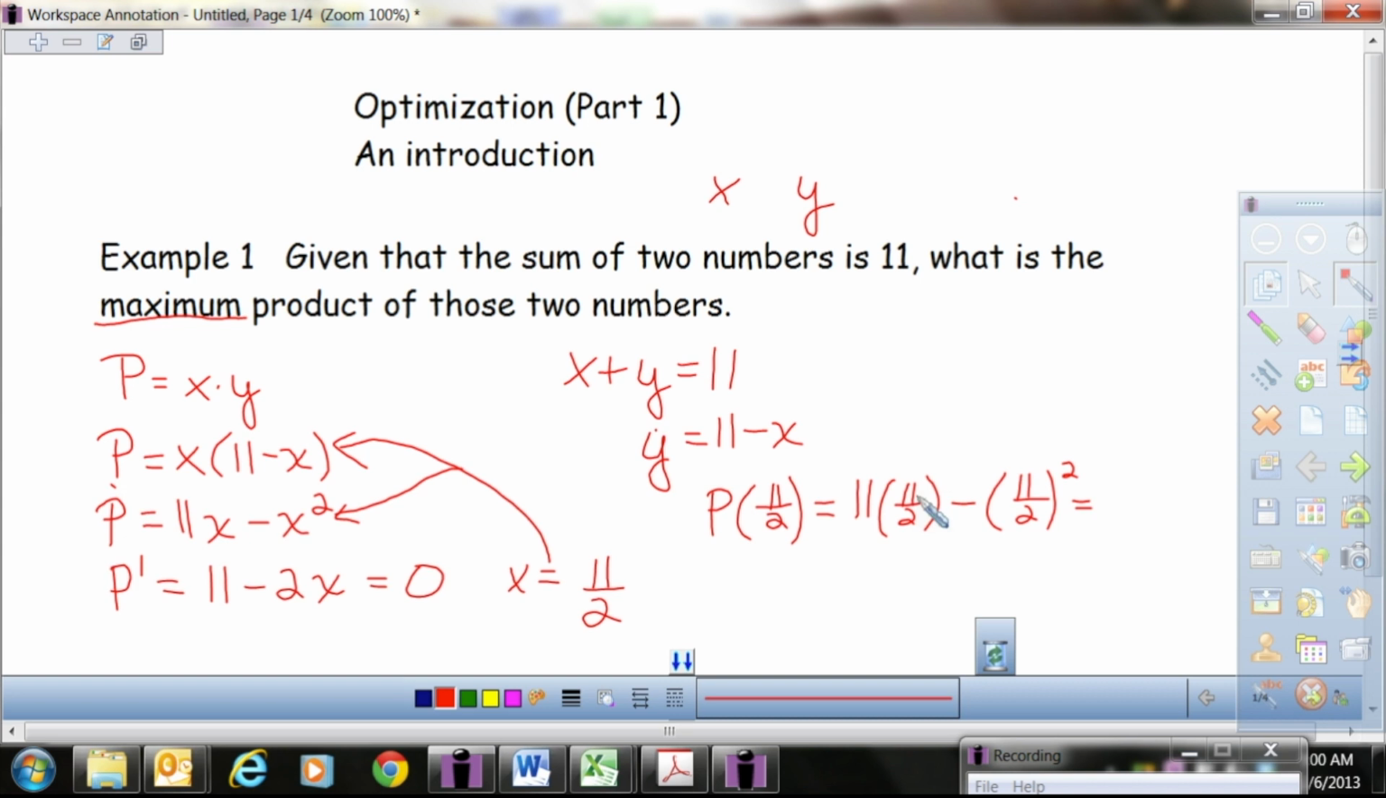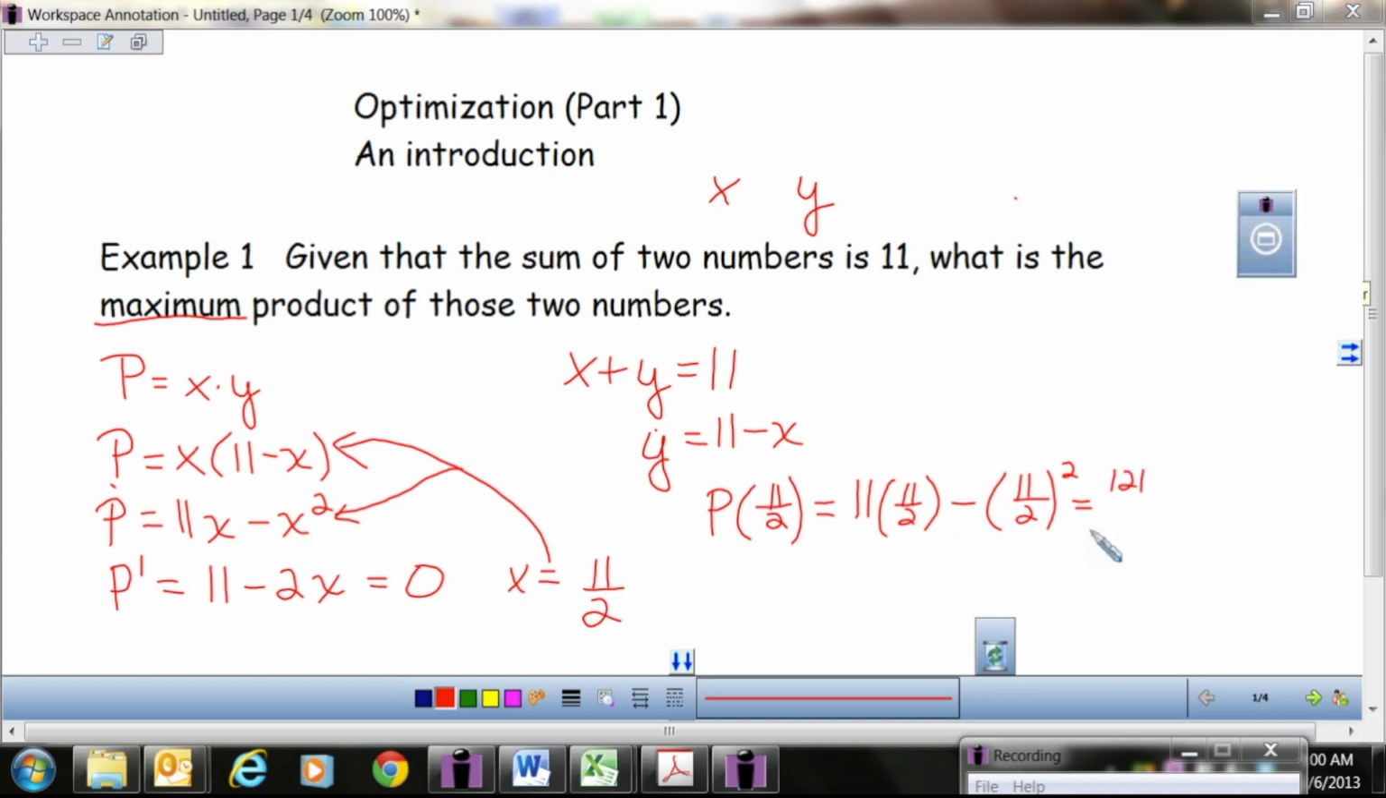And so that's 11 squared, which is 121 over 2 minus 121 over 4. And I'm going to multiply this by 2. That's 242 over 4 minus 121 over 4, which is 121 over 4, which I do not think makes a nice number, but that is the maximum product.